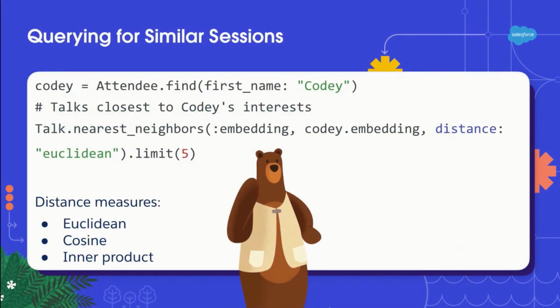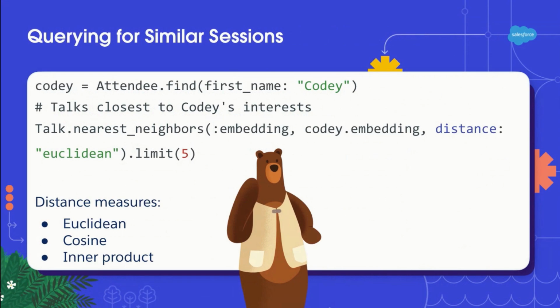And once I've done this for all of my talks, all of my attendees, I can query for similar sessions. So for example, if I've got Cody and I want to find the talks closest to Cody's interests, I can run this nearest neighbors query to find the embedding that is closest to Cody's embedding with a Euclidean distance measure and limit to 5. So in plain English, this will give me the 5 most similar talks to Cody's interests.